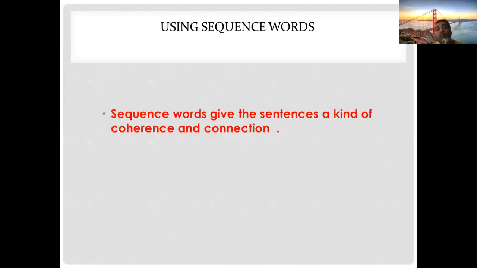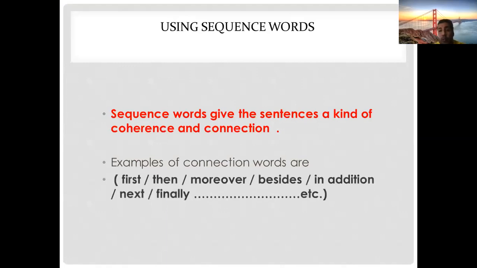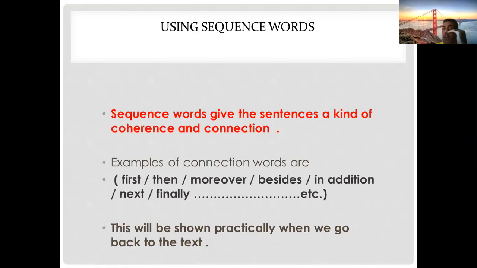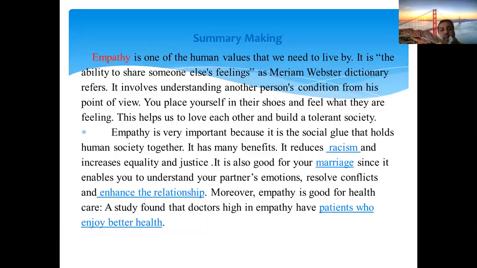Now let's move to another technique, which is using sequence words. Sequence words give the sentence a kind of coherence and connection. Examples of these connection words are: first, then, moreover, besides, in addition, next, finally. This will be shown practically when we go back to the text, because I'm going to give you techniques to apply on the text that we are going to discuss right now, inshallah. Now we move to our text. Our text is about empathy.